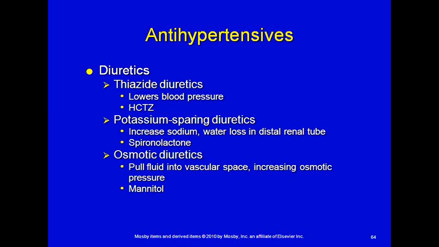Osmotic diuretics pull fluid into the vascular space, and they help increase osmotic pressure. A common osmotic diuretic is mannitol, and mannitol will be given in patients with closed head injuries and their blood pressure is really high. They'll use mannitol to help lower the blood pressure in that situation. It's not used a lot pre-hospital. Some services carry it, some don't. It really depends on the referring neurology group and whether they're a fan of using mannitol.